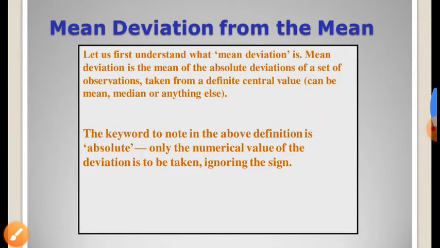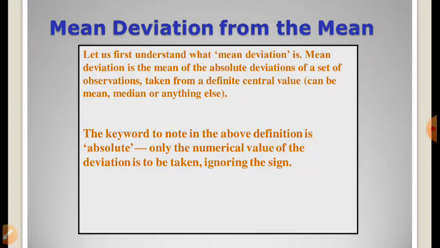Now let us go for the mean deviation. Mean deviation about the mean will be given in your textbook. Usually mean deviation from the mean you can also do. Let us first understand what the mean deviation is. Mean deviation is nothing but the mean of the absolute deviations. Absolute deviation is nothing but subtracting the mean value from every observation and taking the modulus value. It is taken from a definite central value; it can be mean, median or anything else.